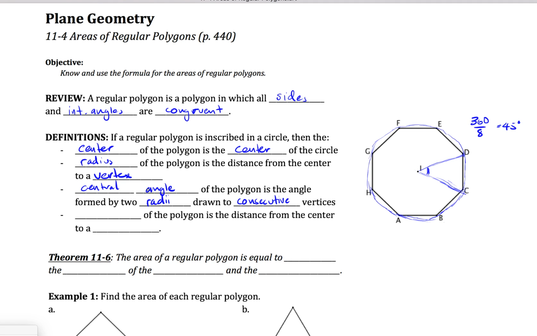And lastly, a new term, one that you probably have not heard before, it's called the apothem. The apothem of a polygon is the distance from the center to a side.